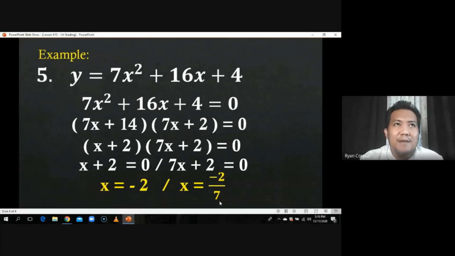Hopefully, yung 5 examples na yon nakatulong sa atin para makuha natin yung tinatawag nating zeros of the function. So hopefully may natutunan kayo sa araw na ito.